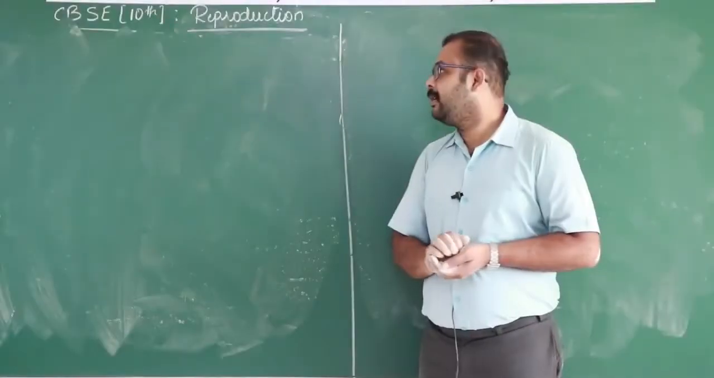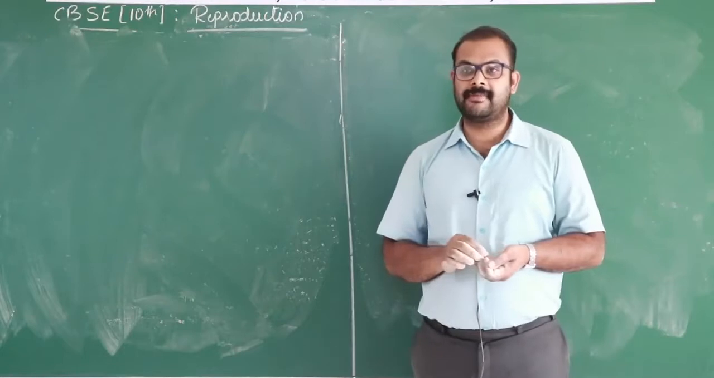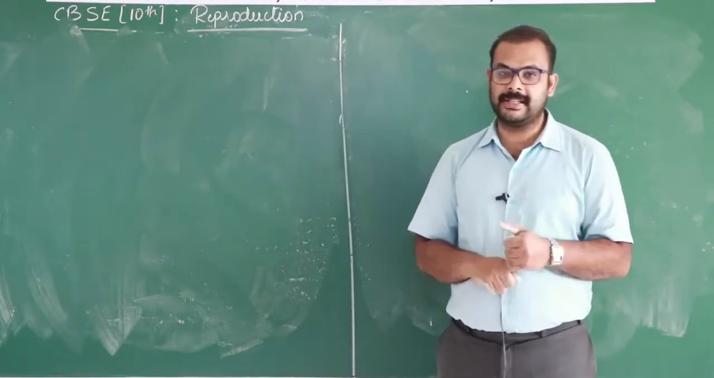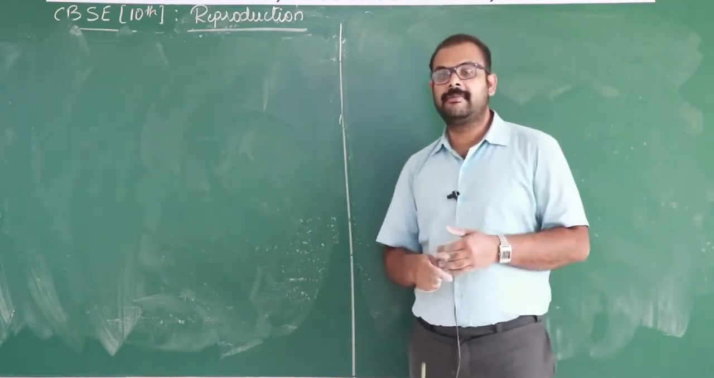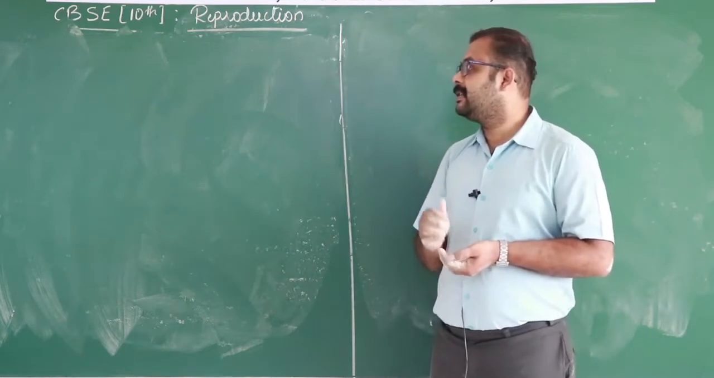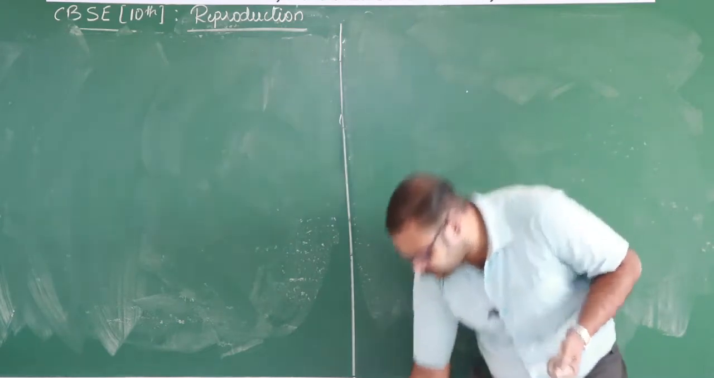Hi everyone. Now we are going to discuss the asexual method of reproduction. In the previous class we had discussed what is meant by asexual reproduction and sexual reproduction and different methods of asexual reproduction. Now we discuss the second method of asexual reproduction, that is budding.